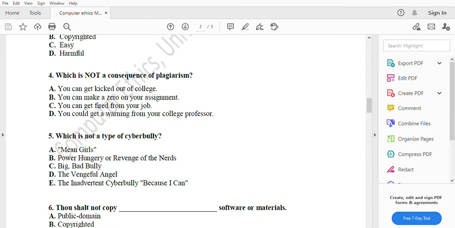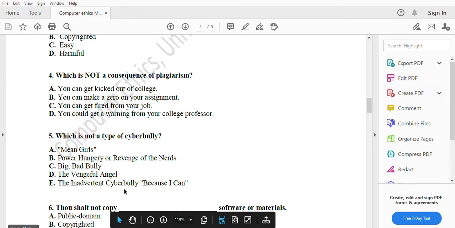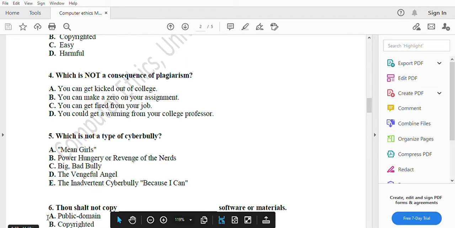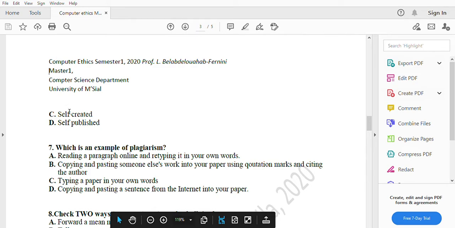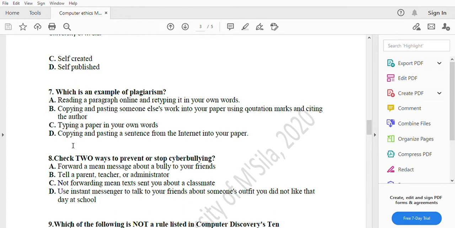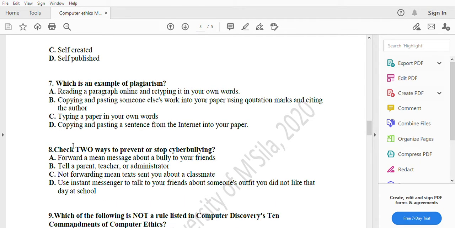So let's see number 6, which is here. Once again, as you can see, we have you shall not copy the software or material. We have A, public domain, B, copyrighted, and C, self-created, or self-published. So what is the right answer for 6? It is B. Very nice. I'm saying once again, you are supposed to have answered this before, and you are just going to check your answers with me.